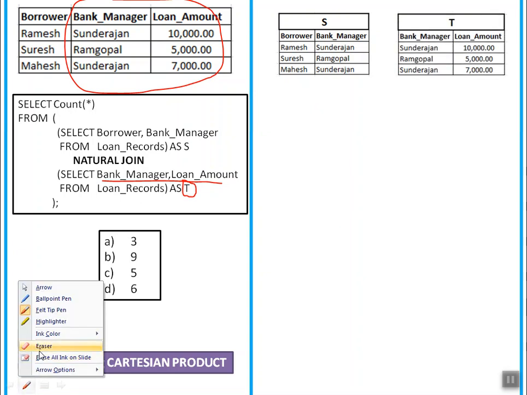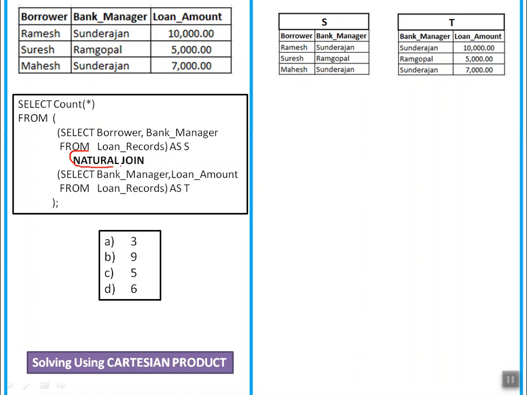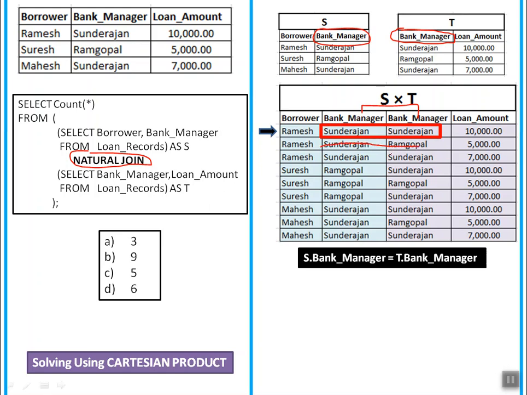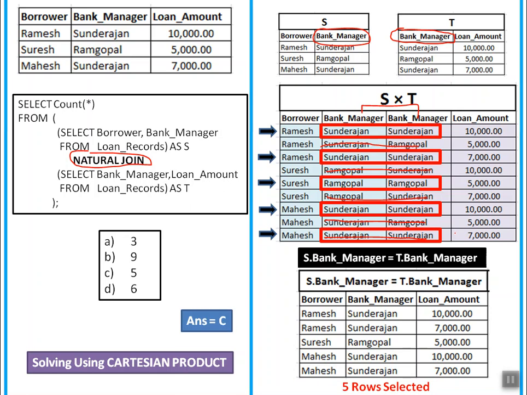Now what join you have to perform? Natural join. Whenever you want to perform natural join, it is nothing but equijoin on common column names. You can see 4 columns with 9 rows. Please identify common columns, equijoin, this one. Here is the condition you have to verify. First row mapped, second row no, third row yes, fourth no, fifth yes, sixth no, seventh yes, eighth no, ninth yes. 5 rows selected guys.